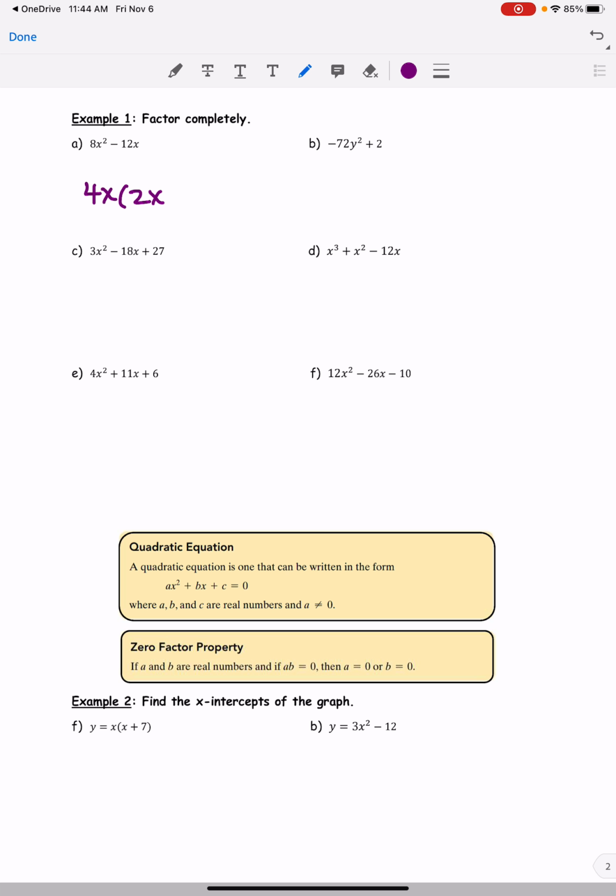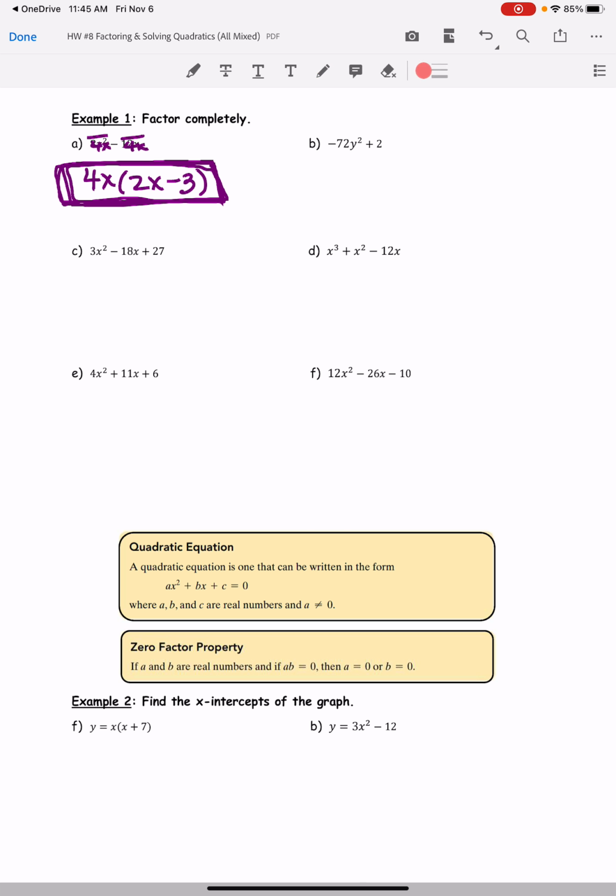Okay, and then negative 12, what I'm doing here is I'm dividing both of these by that GCF. So negative 12 divided by 4 is 3, and then those x's cancel. And so this is all you have to do here. Okay, and really easy way to check it, right? Distribute that back. 4x times 2x gives me 8x squared, right? And 4x minus 3 gives me a minus 12. So that one works.